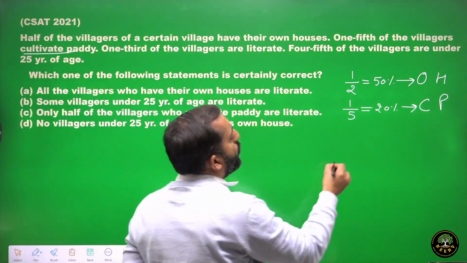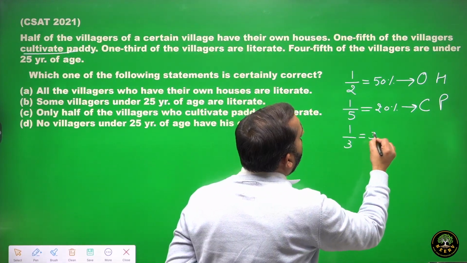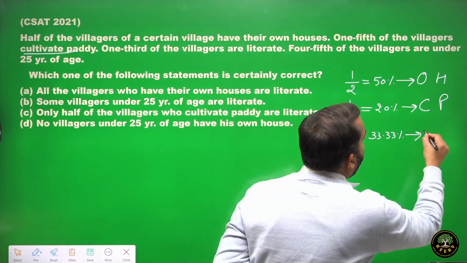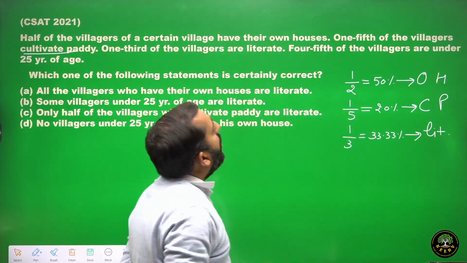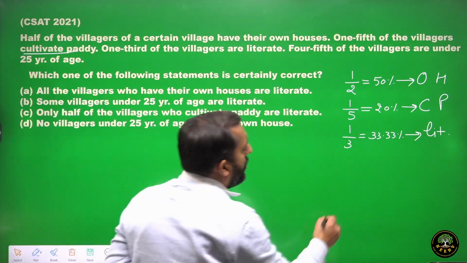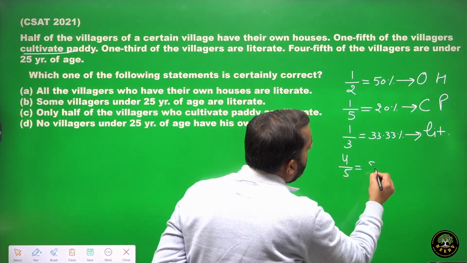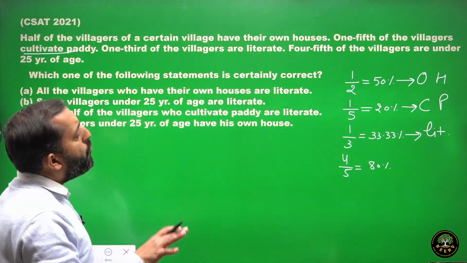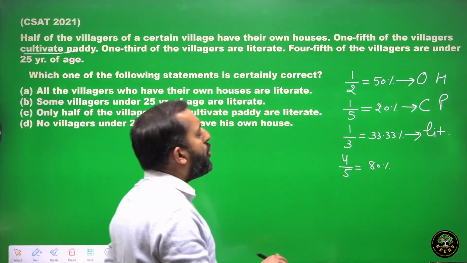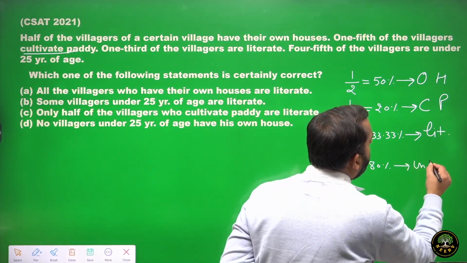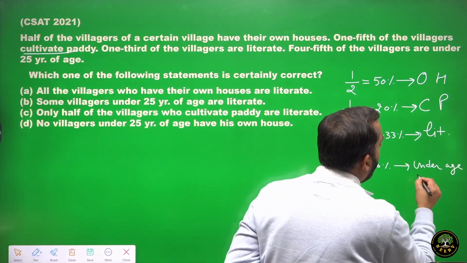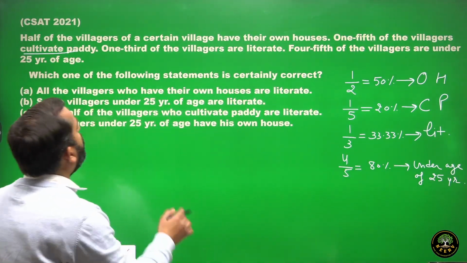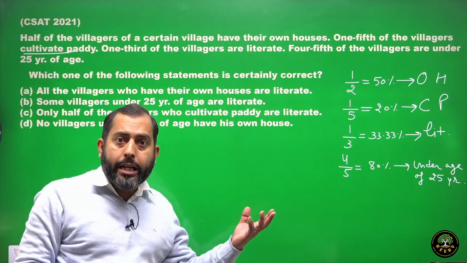1/3 of the villagers, 1/3 meaning 33.33% of the villagers, are literate. 4/5 of the villagers are under the age of 25. 4/5, if you convert this fraction into a percentage, comes out to be equal to 80%. So 4/5 of the villagers are under the age of 25 years. So, which one of the following statements is certainly correct?